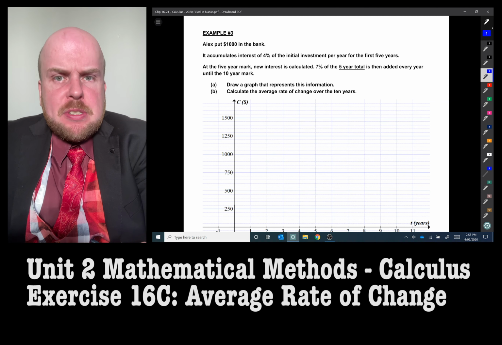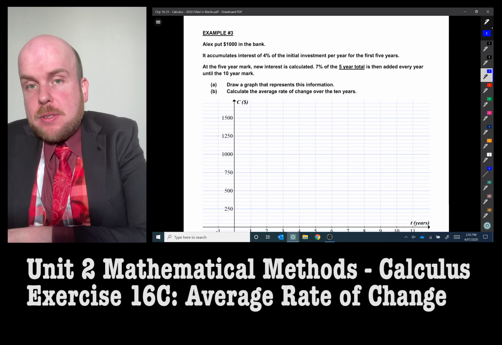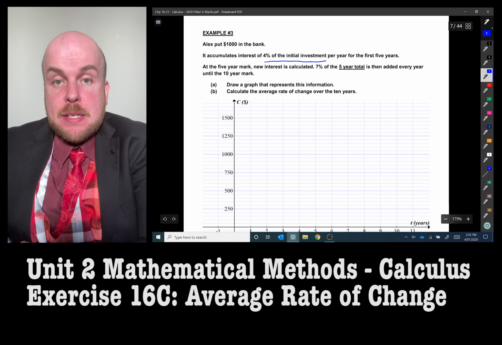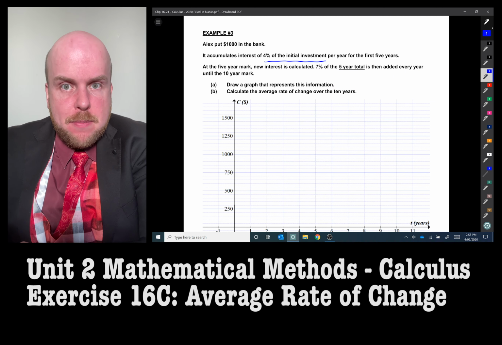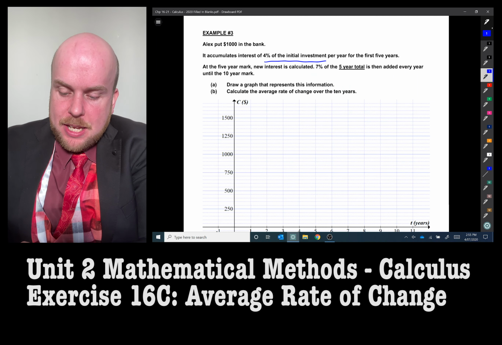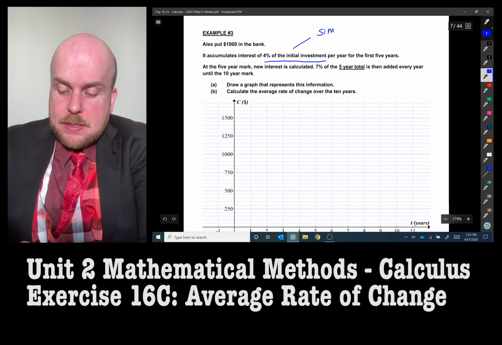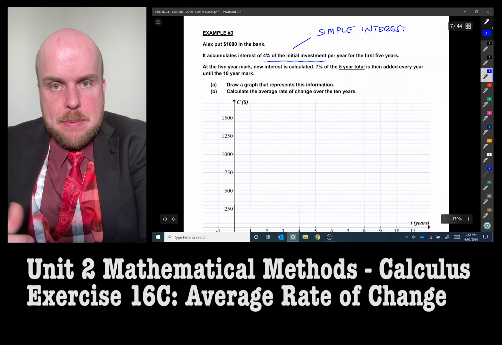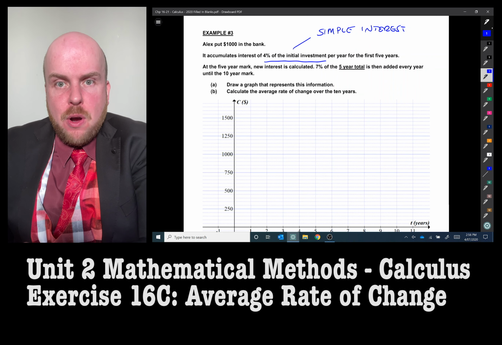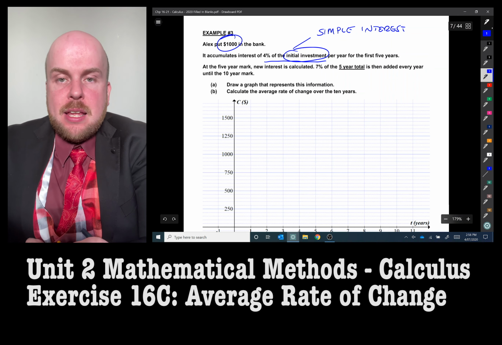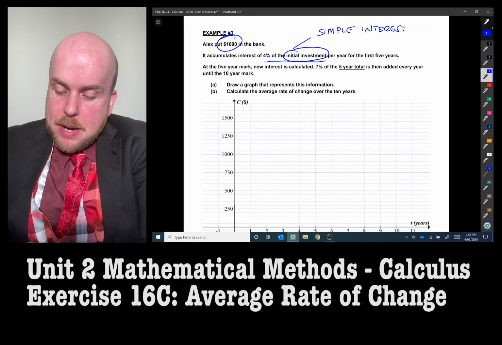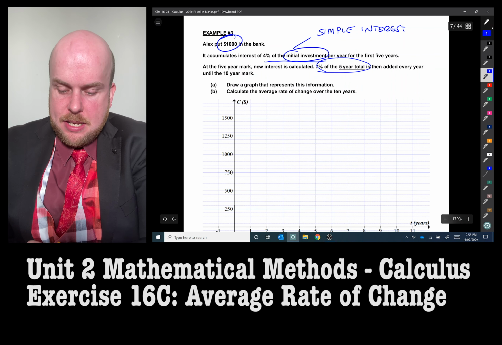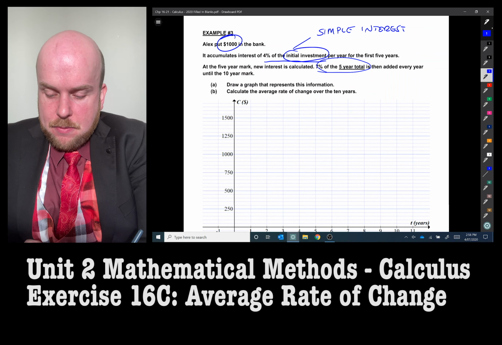Example 3. Alex puts $1,000 in the bank and accumulates interest of 4% of the initial investment per year for the first 5 years. Now, for those who are doing general maths or further mathematics, you'll know that this is an example of simple interest, which means it gets an extra amount of money per year, and it's the same amount of money. And in this case, it's 4% of the initial investment, which will be this $1,000. At the 5-year mark, new interest is calculated. 7% of the 5-year total is then added every year until the 10-year mark. And we're going to draw a graph that represents this information.